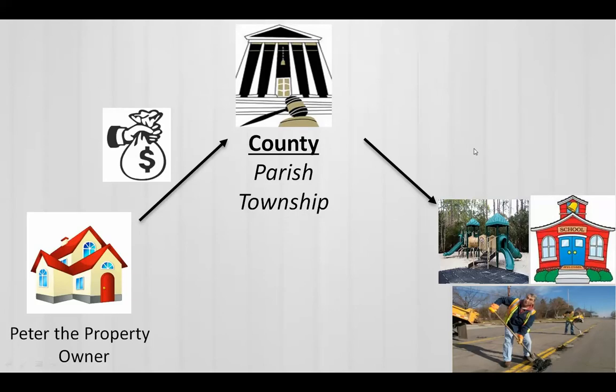All right, so let's break this down. I should have put this a little differently, but that's okay. I didn't know how to do the animations on this new computer. Let's call the property owner Peter in this example. We have Peter, the property owner. I don't care where in the United States you live, really pretty much anywhere in the world, we have property taxes. So Peter's got to pay his property taxes.